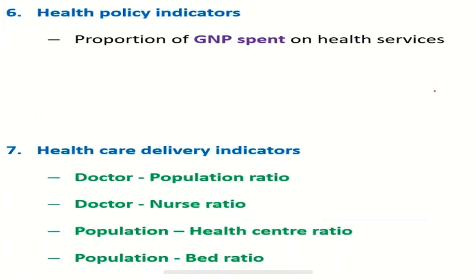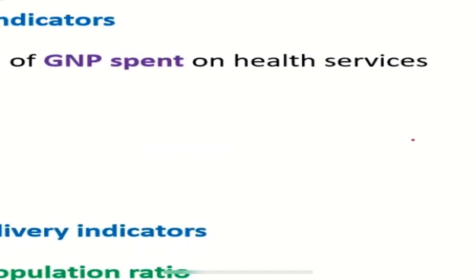Moving on to the health policy indicator. It is an indicator of the political commitment. Here you see the GNP spent on health services. So it is an indicator of the political commitment to providing adequate resources to the community.